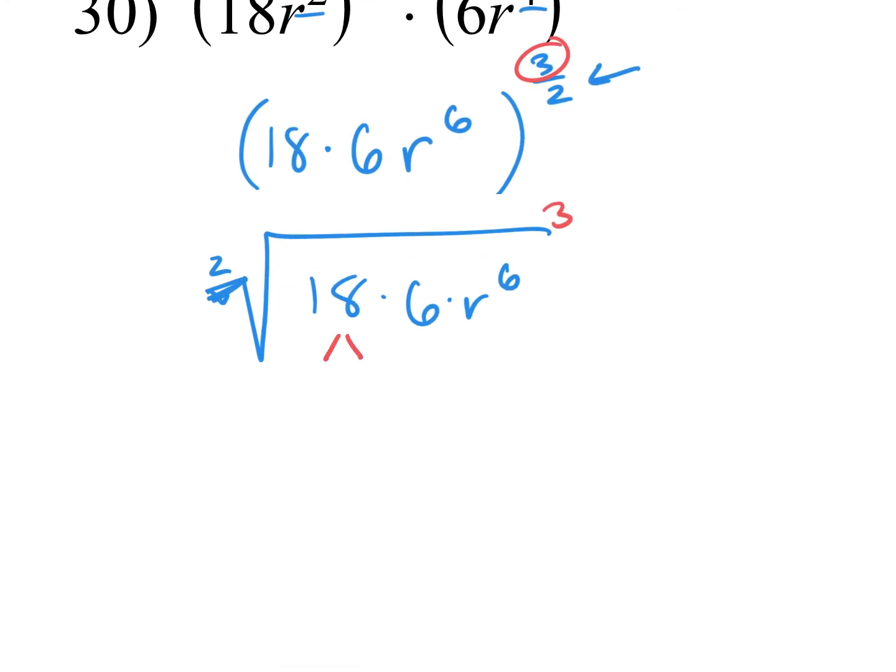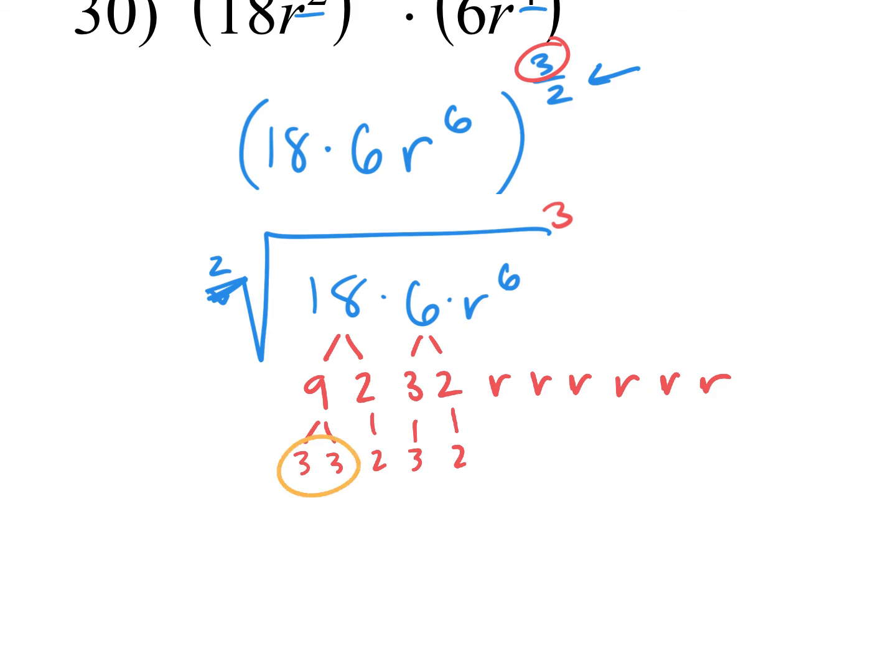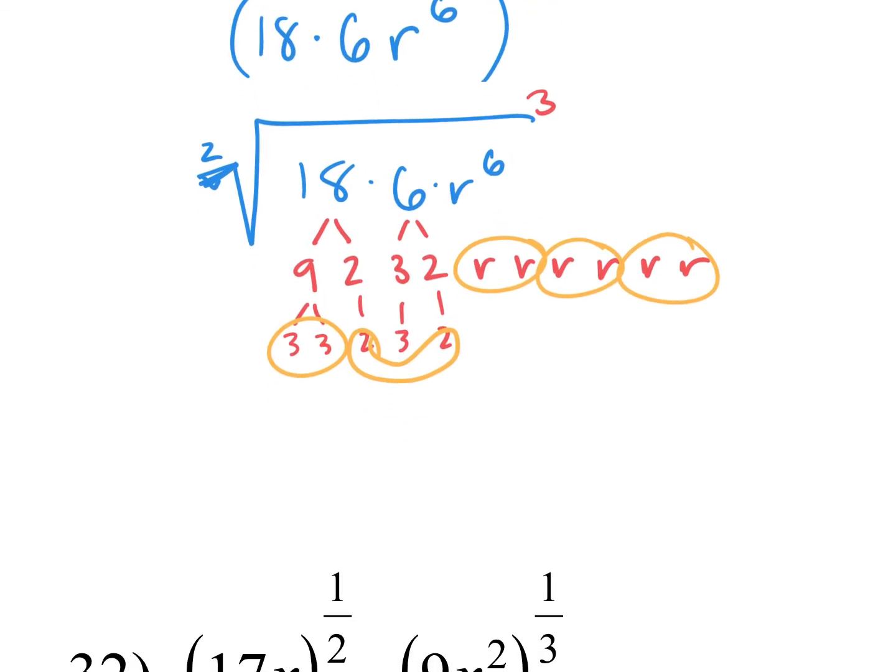So let's break it down. What are 2 factors of 18? 9 and 2. 2 factors of 6? 3 and 2. R to the 6th power would be r times r times r 6 times. And then 9 is 3 and 3. So what would I circle here? 2 3s, 2 2s, and then 3 sets of r. So what comes to the outside? 3 times 2 times r cubed.